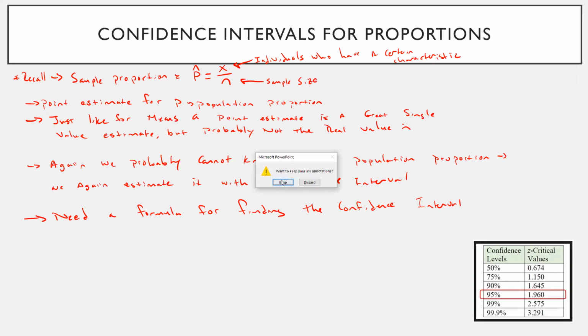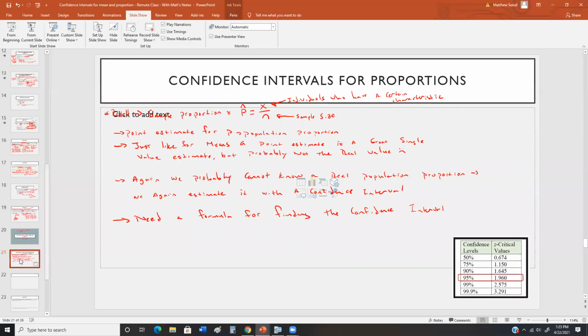And forgive me for a second. This little chart is actually on the wrong slide.